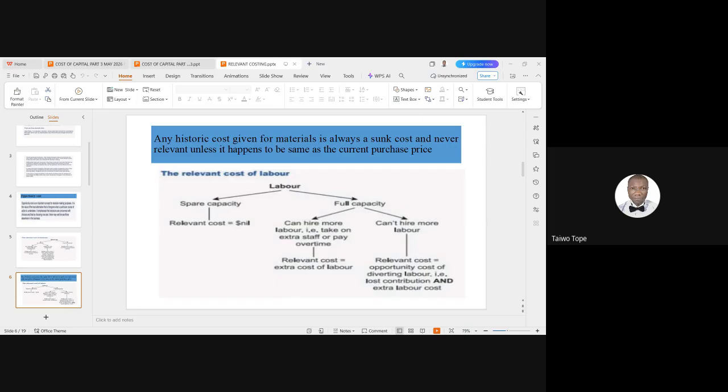So you are trying to look at what will be the costs of producing this particular product to you, compared to buying it from other organizations, or comparing the costs to you, to your competitors. So the costs would be the lost contribution, because it's a value, plus the extra labor cost put together will give you the relevant cost in that scenario.